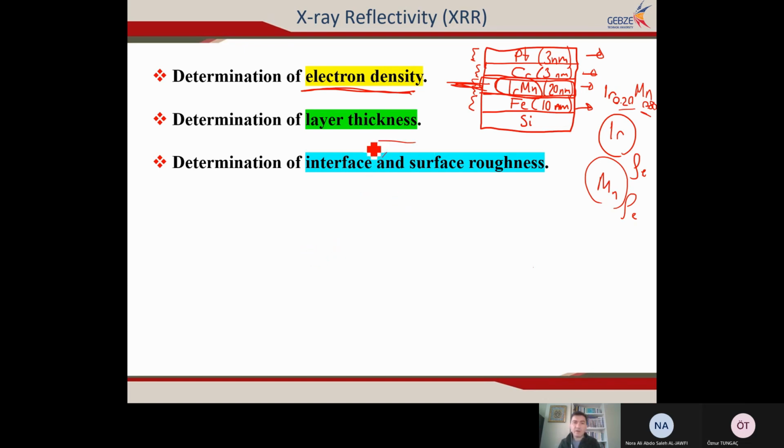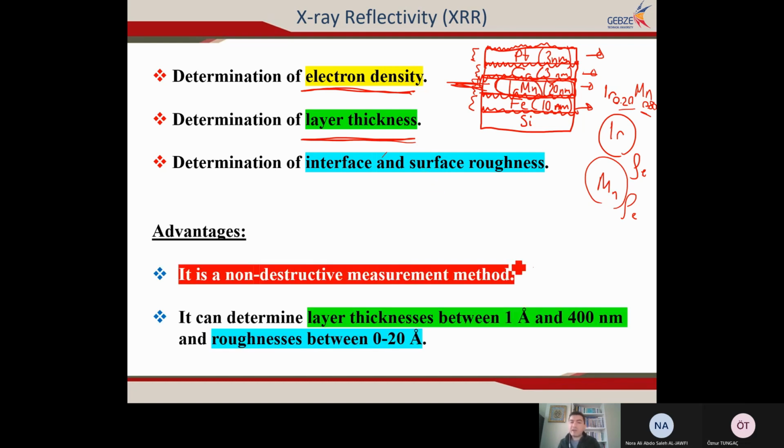As I told you, we can determine the layer thickness of each layer in a multi-layered system. And in reality, we have roughness at the surface of the thin films. In addition to that, at the interfaces between the layers, we also have roughness. So this interface and surface roughness of the substrate and the layers in a multi-layered system can also be determined by using the X-ray reflectivity method. The main advantage is that it is non-destructive. Okay, you do not destroy your sample.